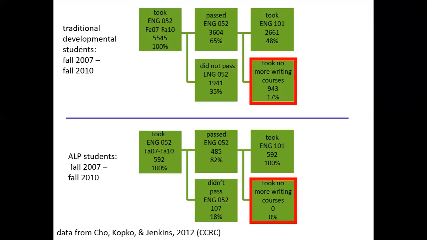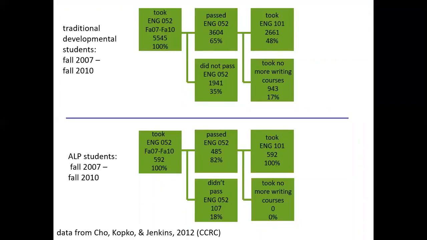They didn't drop out because they couldn't. It was a trick. We shortened the pipeline that they had to move through. They were taking the developmental work simultaneously, concurrently, with English 101. They had to sign up for both, and they had to stay in both for the whole semester. So it would be impossible for a student to pass English 052 and not even attempt English 101.